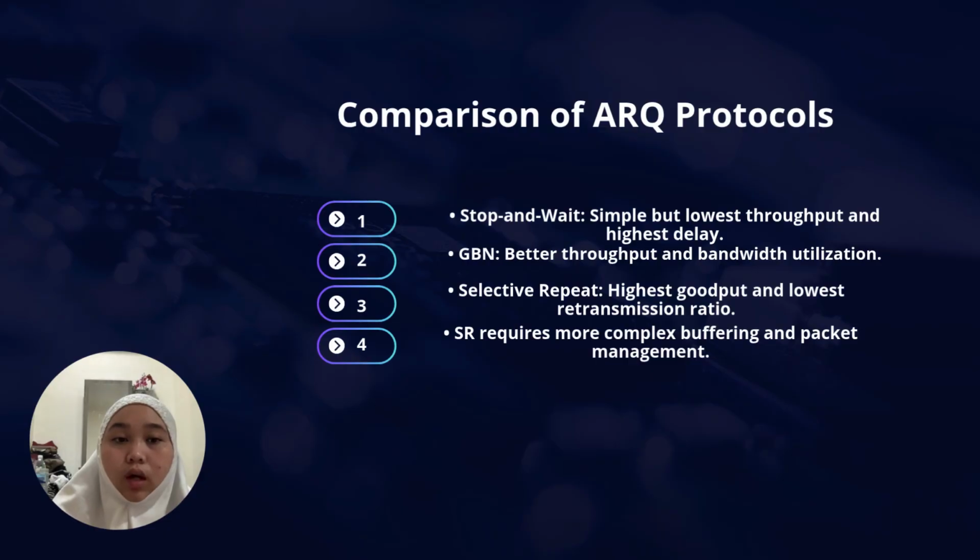an acknowledgement. Stop and wait is simple to implement but has the lowest throughput and highest delay. Go back N provides better throughput and bandwidth utilization compared to stop and wait. Selective repeat achieves the highest goodput and the lowest retransmission ratio because only lost packets are retransmitted. However, selective repeat requires more complex buffering and packet management.